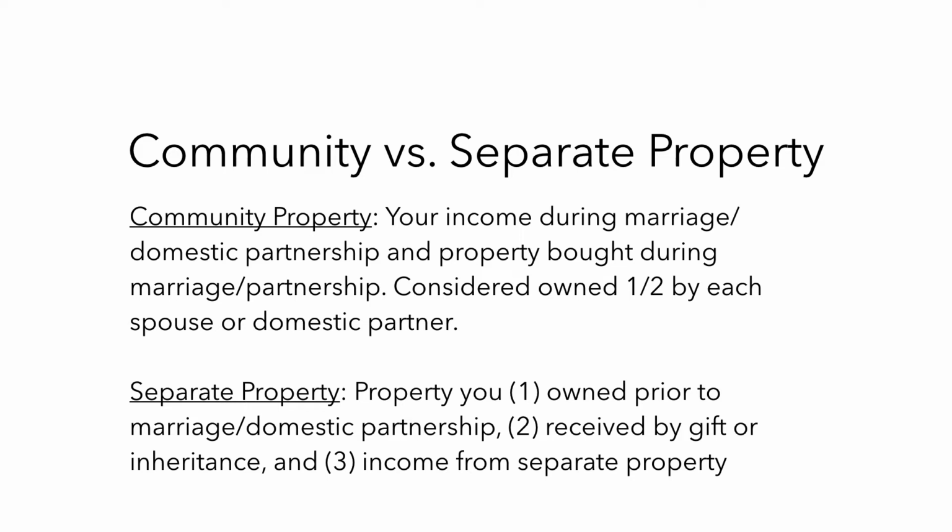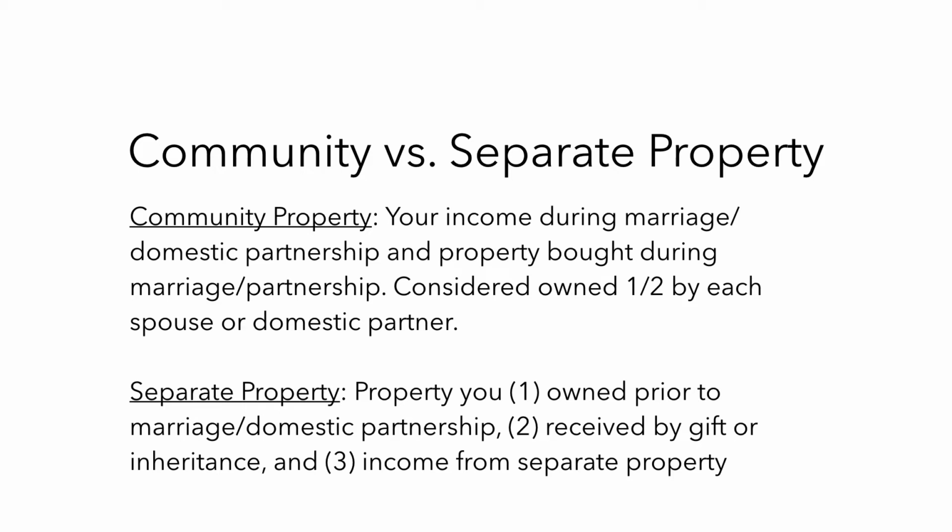If they were married or in a registered domestic partnership, we first have to understand the concepts of community property and separate property. Community property is the income that you earned during your marriage or registered domestic partnership, and property that you bought during your marriage or partnership. It's considered owned half by you and half by your registered domestic partner or spouse.